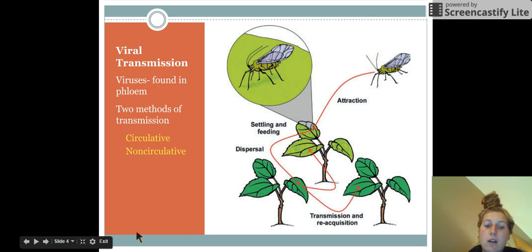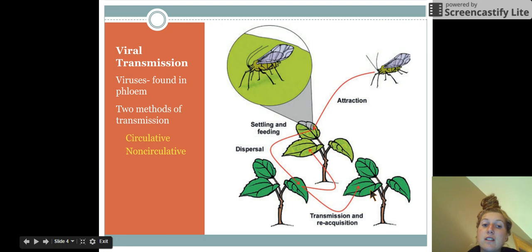But for all methods of transmission, it starts with the attraction. I talked about how there are certain things such as coloring or smell, etc., that will attract the insect to the infected plant, which is a funky yellow color. And then it'll settle and feed on the plant. And when it feeds, it uptakes the virus. Then it'll leave the plant and go to other plants and feed on those plants. And when it feeds on those plants, then it'll transmit the virus.